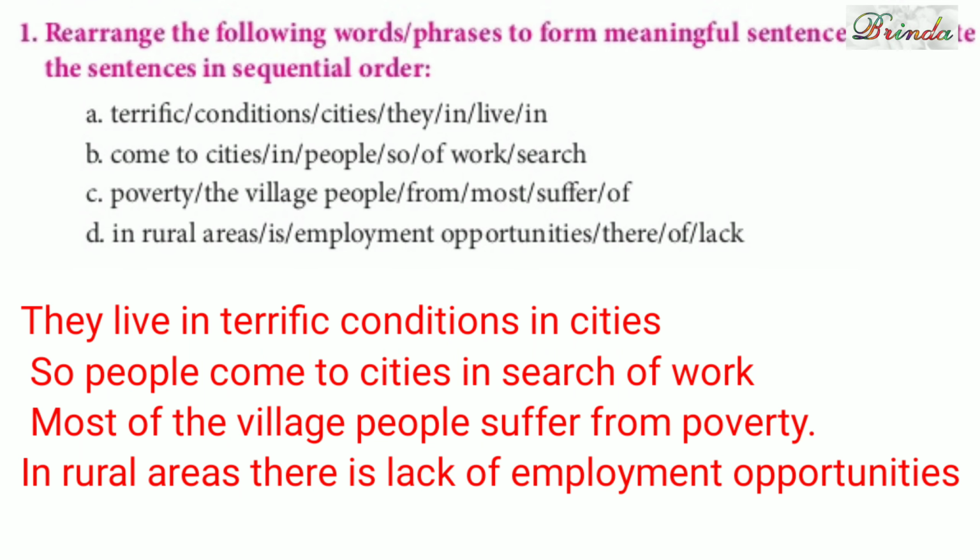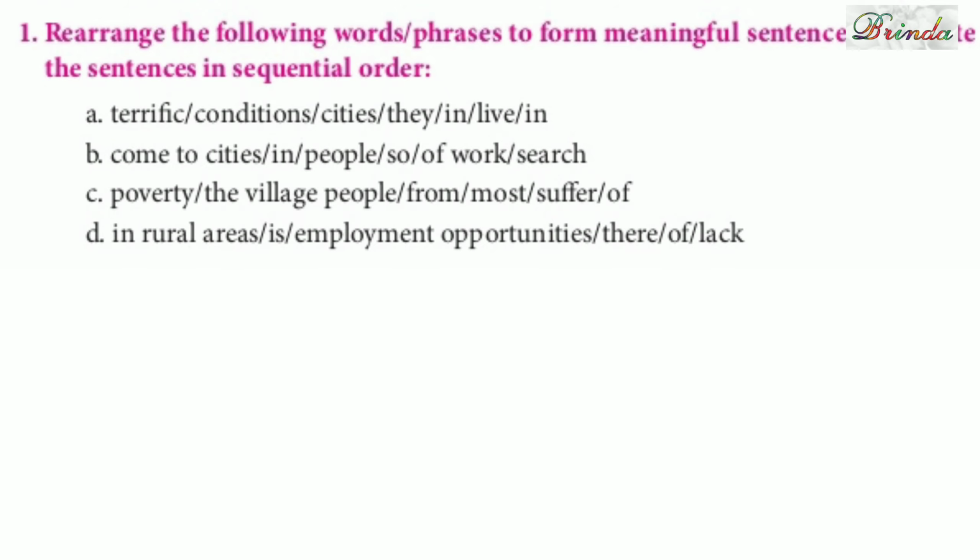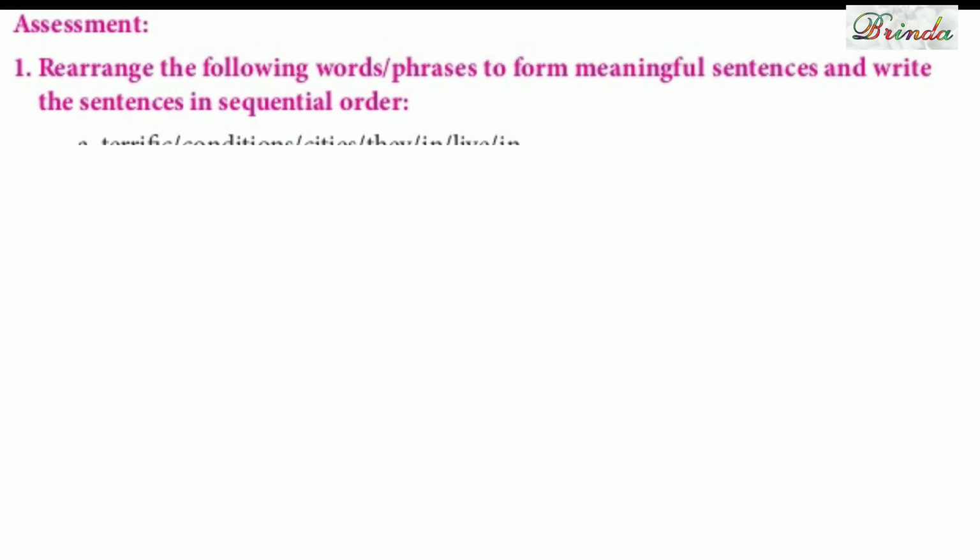இப்போ words order பண்ணிட்டோம், இப்போ sentence order பண்ணும்போது: in rural areas there is lack of employment opportunities. Okay, second one, most of the village people suffer from poverty. Next one is, so people come to cities in search of work. And the fourth one is, they live in terrific conditions in cities. கிராமத்தை விட்டு பெரிய பட்டணத்துக்கு வராங்க, அங்கேயும் கஷ்டப்படுறாங்க. So that is the answer. Fine children. Okay, moving on to the next one.